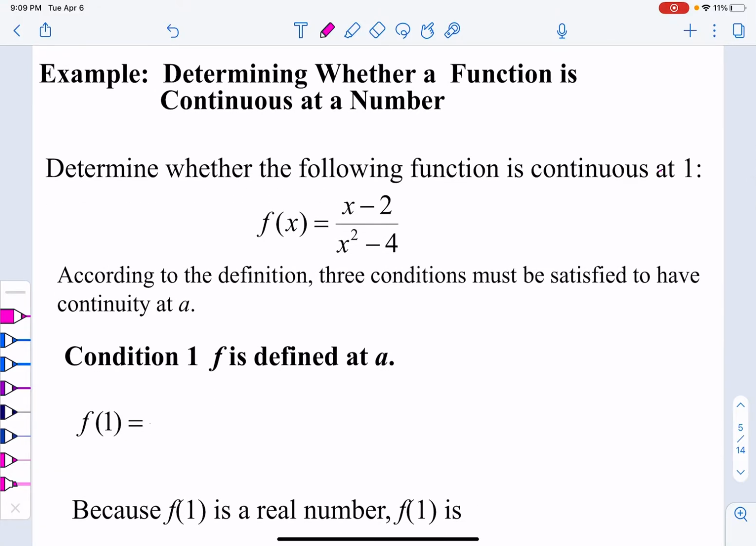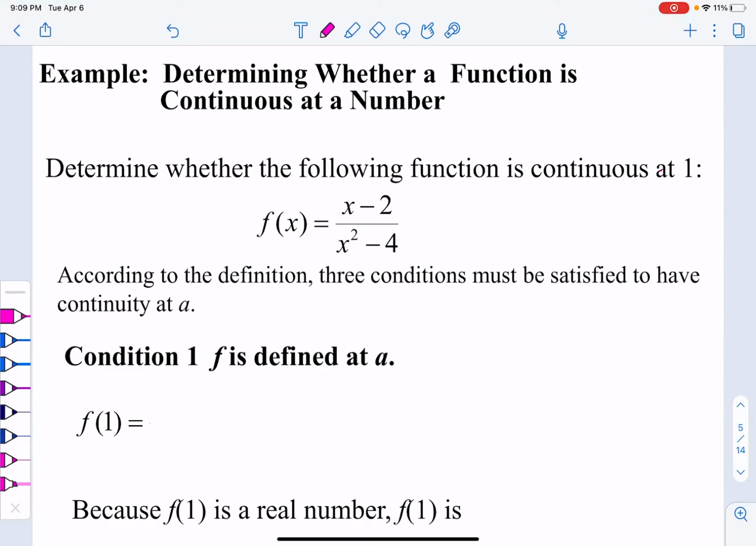Determining whether a function is continuous at a number. Determine whether the following function is continuous at 1. If we have f of x equal to x minus 2 divided by x squared minus 4, we would want to check our conditions. According to the definition, three conditions must be satisfied to have continuity at a. Condition number 1 is that f is defined at a. That means if I plug in the number 1, I'm going to end up with some sort of answer. I'm not going to have an undefined answer like a divide by 0.